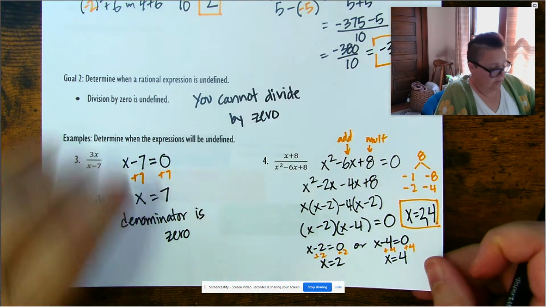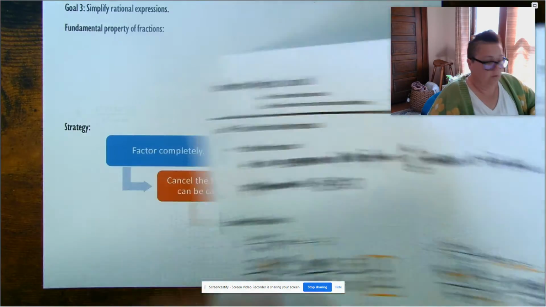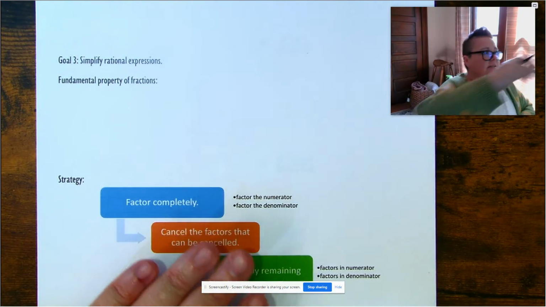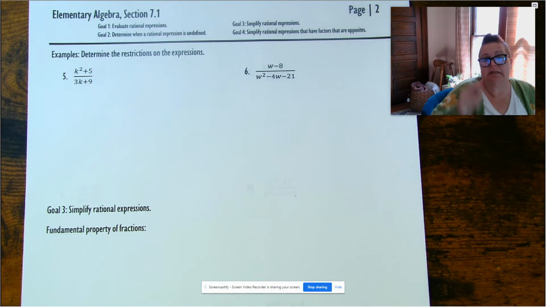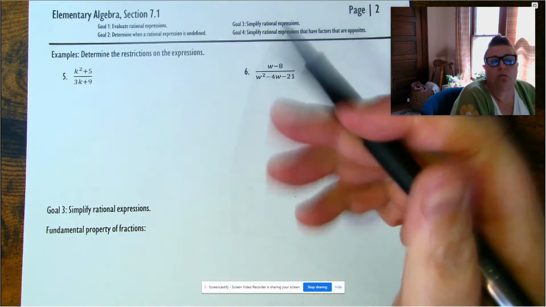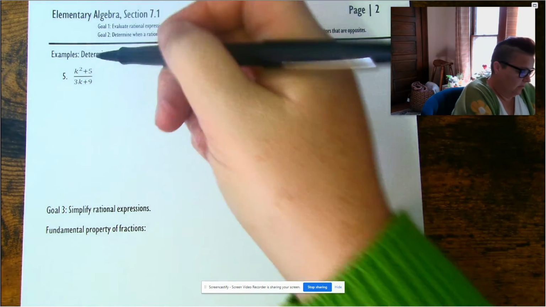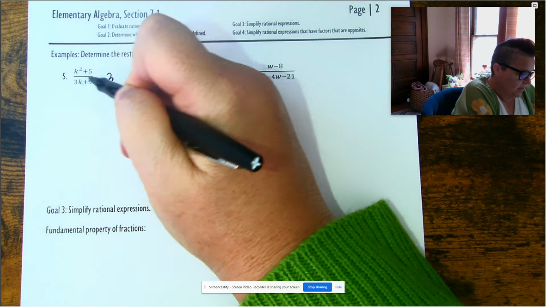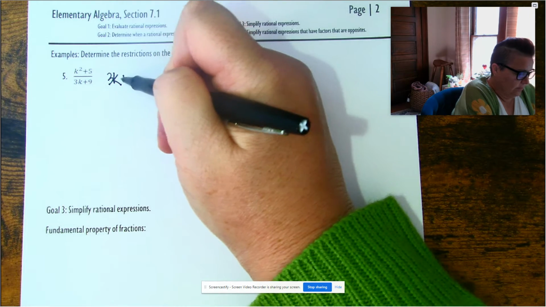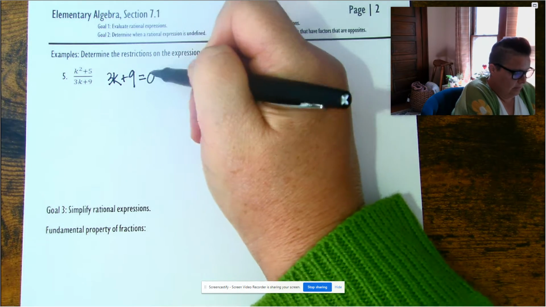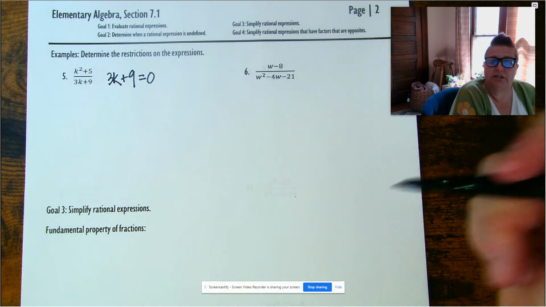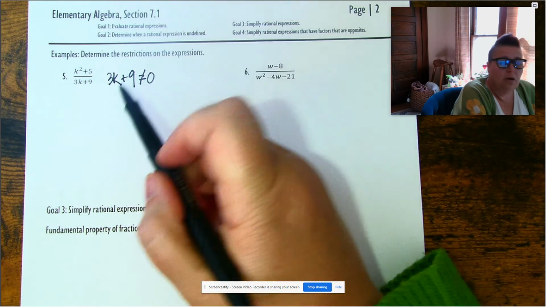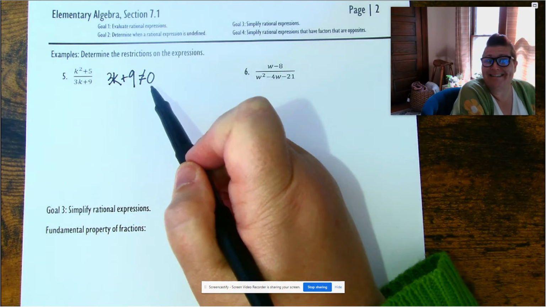All right. Now, this can get a little bit confusing, but sometimes, instead of saying it this way, we ask what the restrictions would be. We ask you to determine the restrictions on these expressions. That simply means I'm wanting to figure out when I will get 0 in the denominator. So that will happen when the denominator is equal to 0. But we're not determining what k in this case can be. We're trying to determine what k cannot be. We want 3k plus 9 to not equal 0.